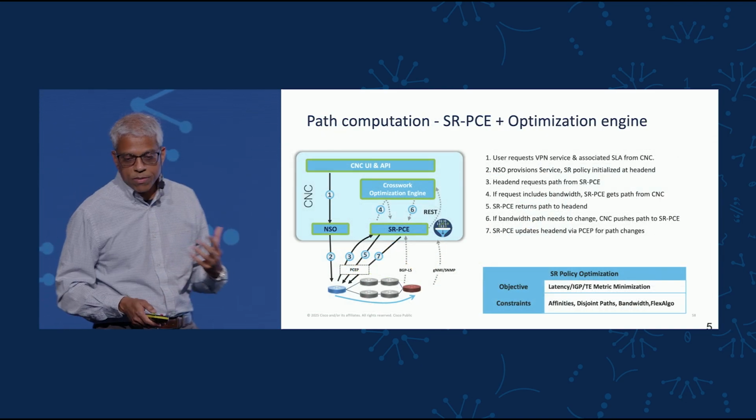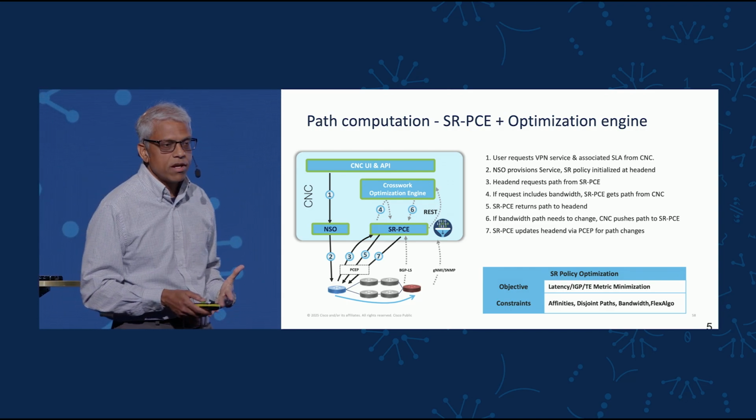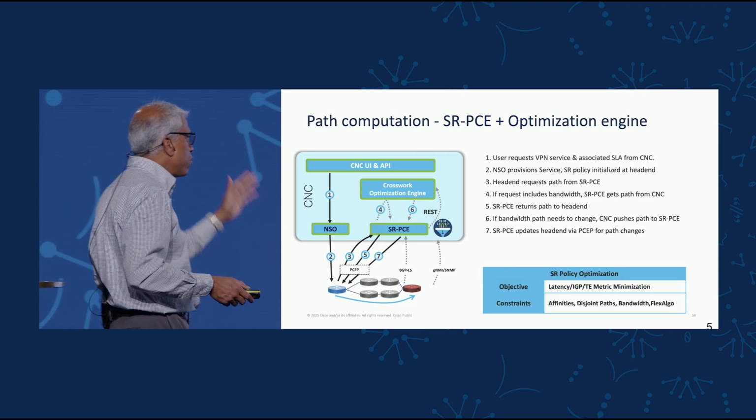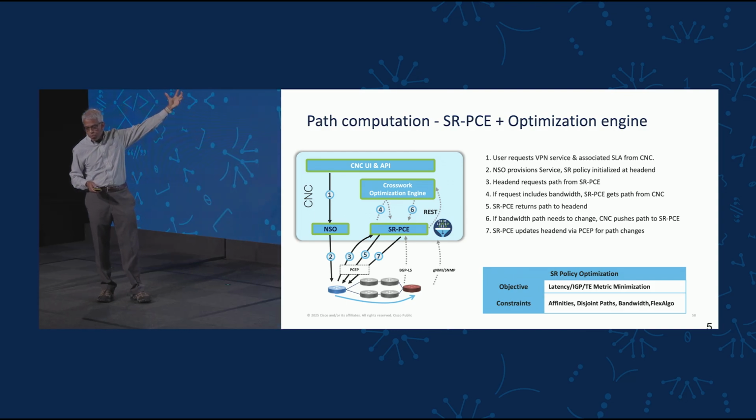So the optimization engine, and how is optimization done, right? Meaning, when you request a path, again, I won't go through it step by step, but you see that you start off by configuring through our UI or API, right?